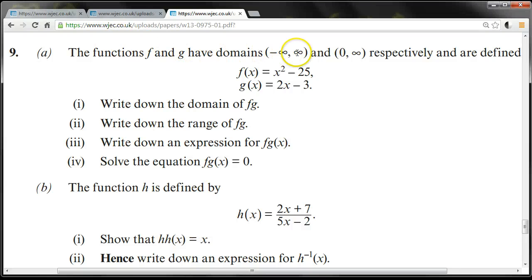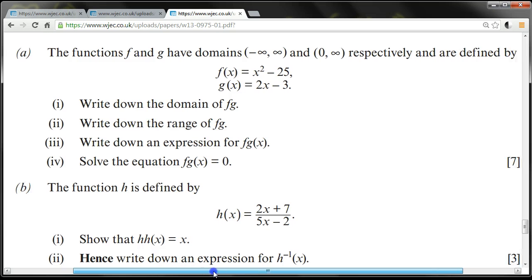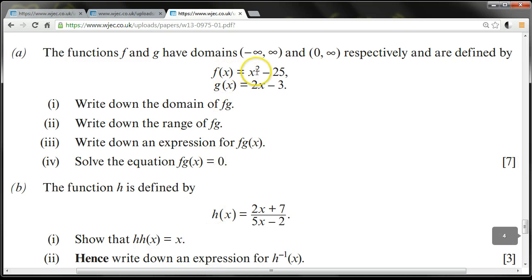Functions f and g have domains here and here, respectively, and are defined by these: f of x is x squared minus 25, g of x is 2x minus 3. Write down the domain of f of g. Write down the range of f of g. Write down an expression for f of g of x. Solve the equation f of g of x equals 0.